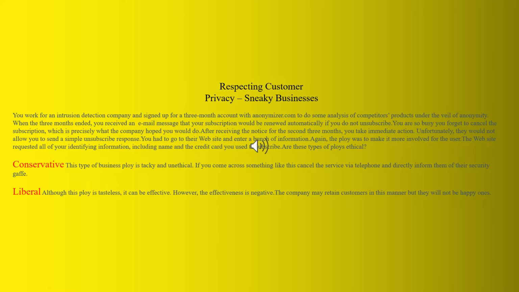Conservative: this type of business ploy is tacky and unethical. If you come across something like this, cancel the service via telephone and directly inform them of their security gaffe. Liberal: although this ploy is tasteless, it can be effective. However, the effectiveness is negative. The company may retain customers in this manner, but they will not be happy ones.